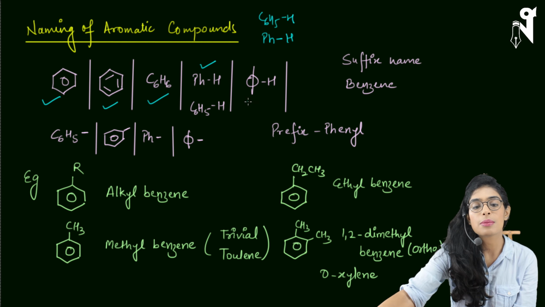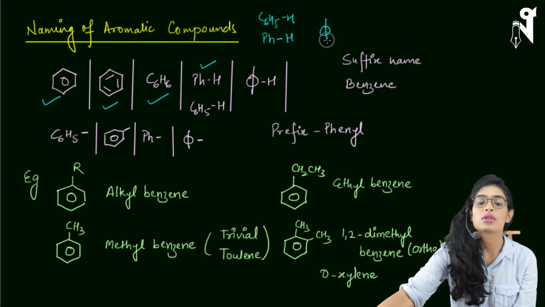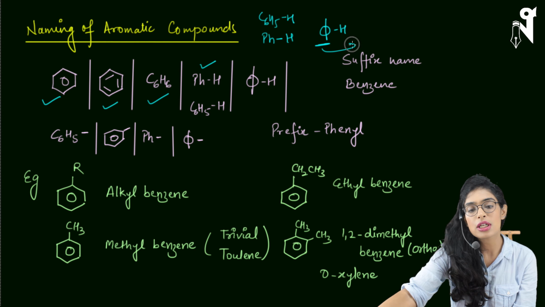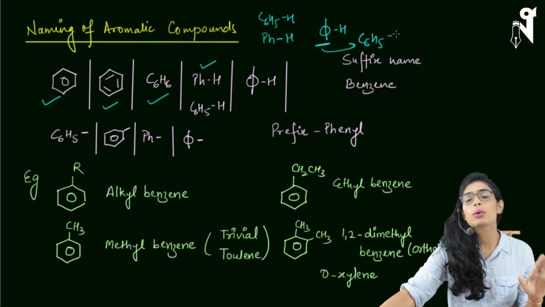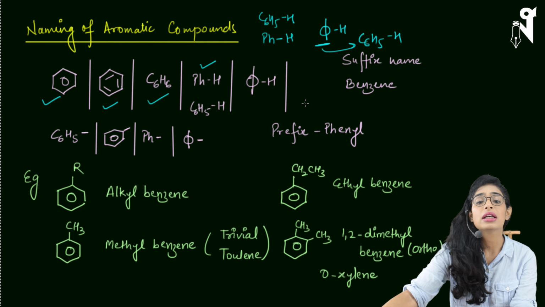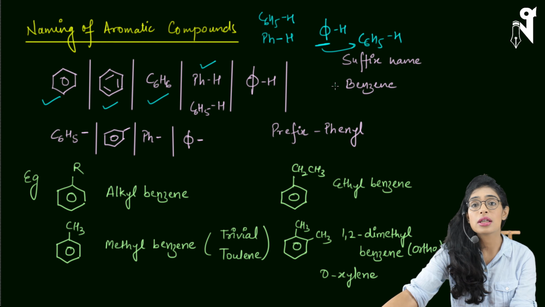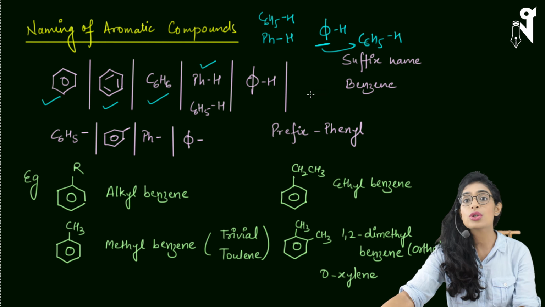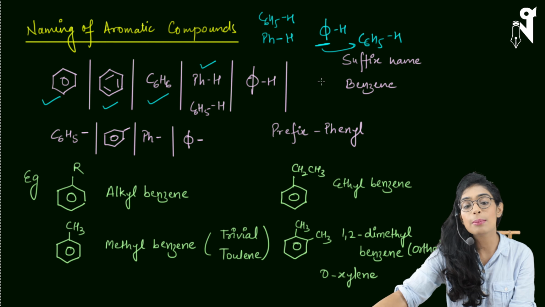This is also one of the ways to represent benzene. Or you represent it by Cy with hydrogen. So this is also a representation of C6H5, with a single bond to hydrogen. So either way you can represent them. And whenever your benzene is being used as a higher priority group, or the primary chain, in that case the name will be benzene.